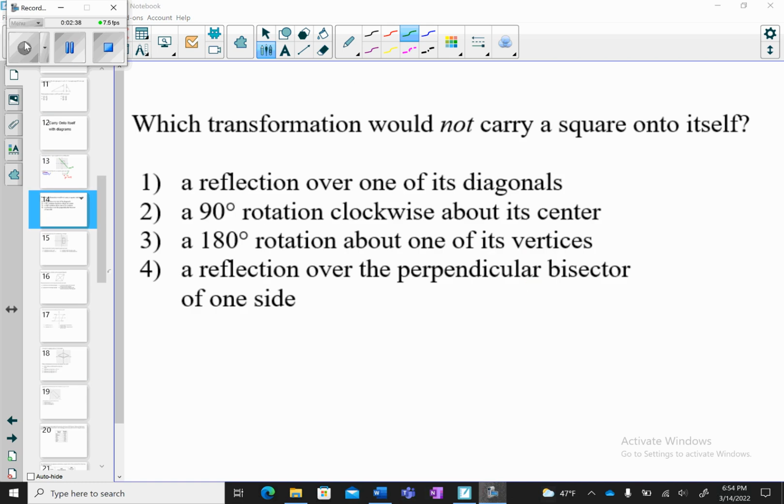Let's look at the next question. Which transformation would not carry a square onto itself? This question does not have an image, which means we want to draw one. So let's draw a square. And the key to this question is not. We want to take one that does not carry onto itself. So when I do some type of transformation, it doesn't land exactly onto itself. It doesn't look exactly the same as when it started.